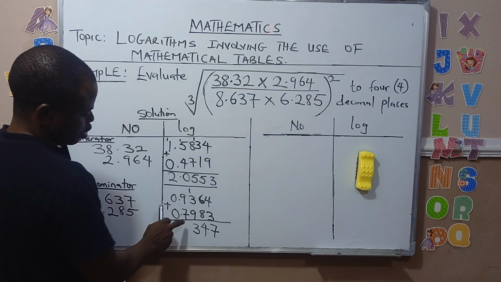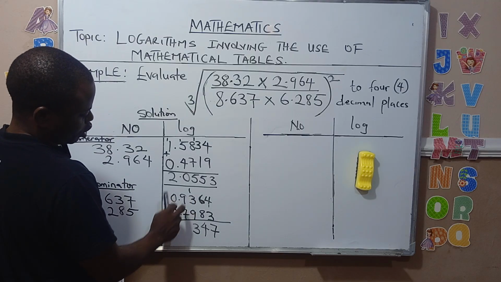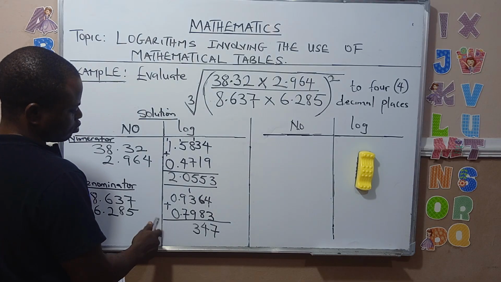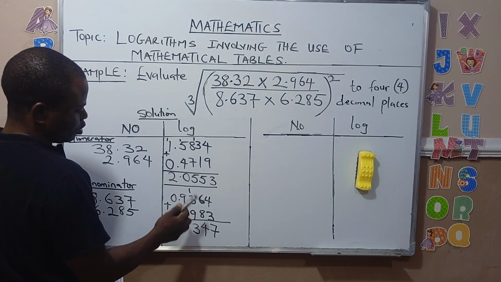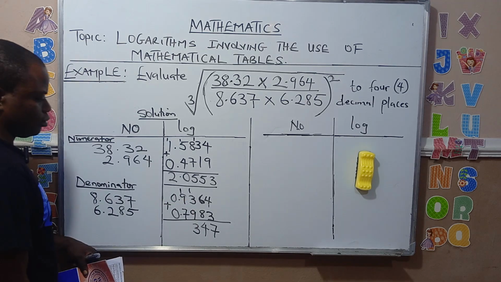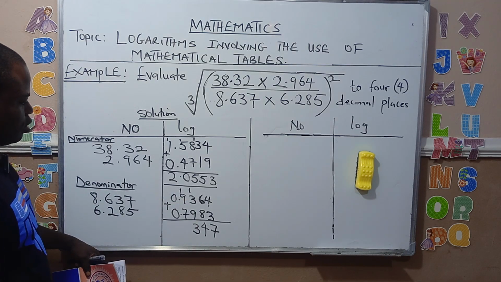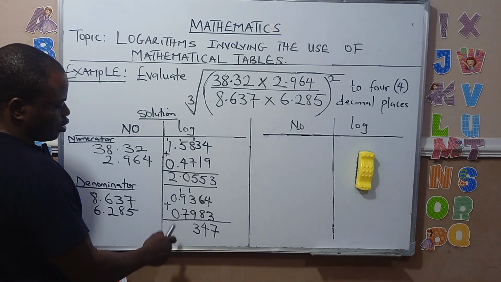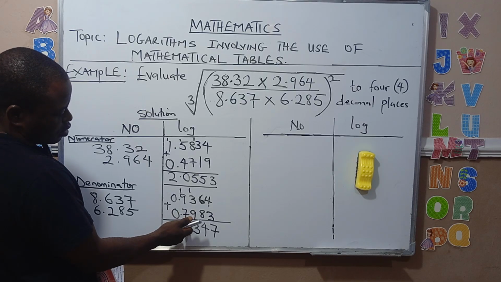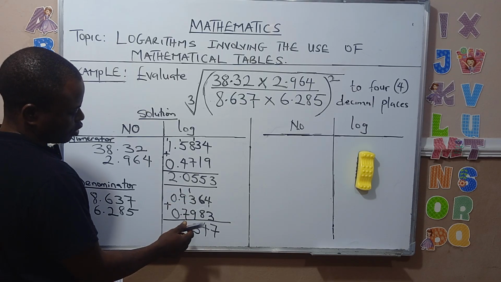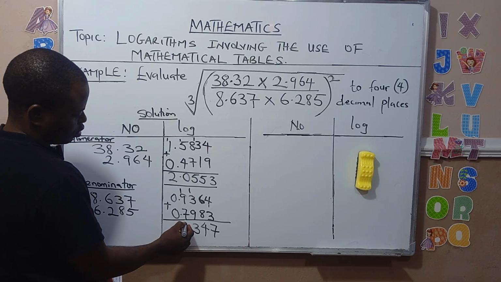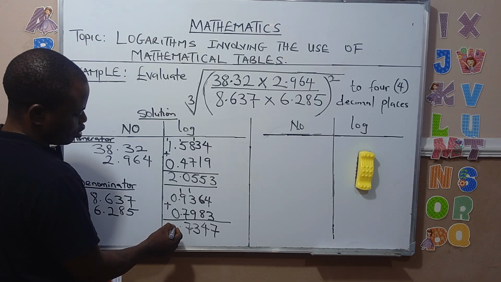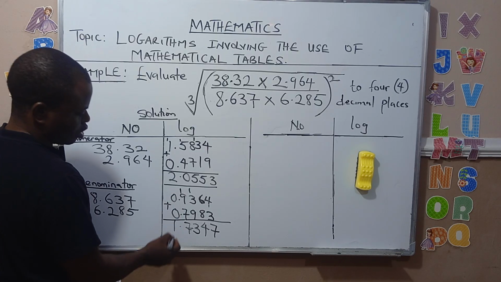9 plus 3, that is 12 plus 1, 13. Carry 1. You have 9 plus 7, that's 16, plus 1, 17. Bring down the remaining 0 plus 0, 0 plus 1. Now you carry, that's 1.